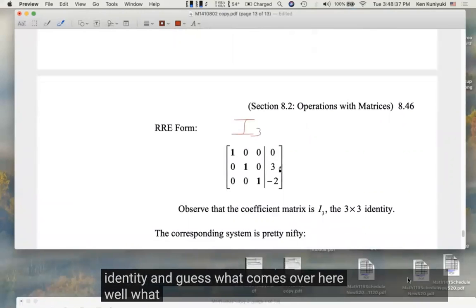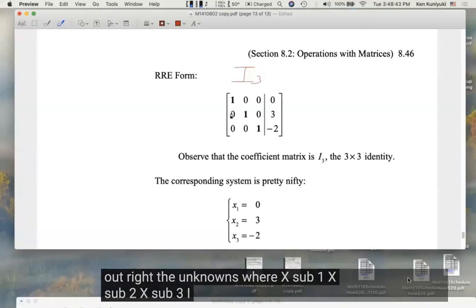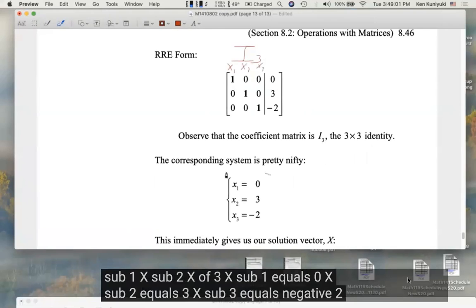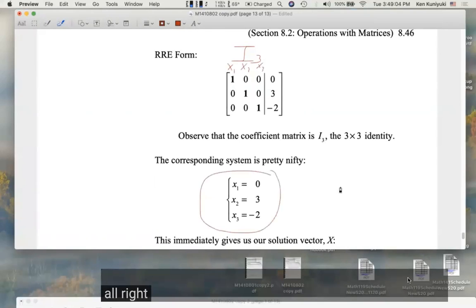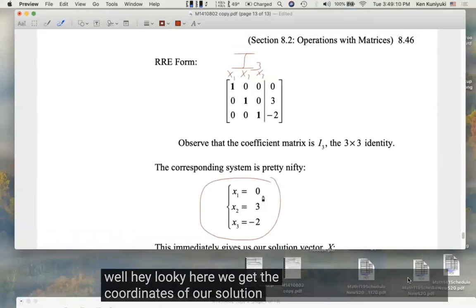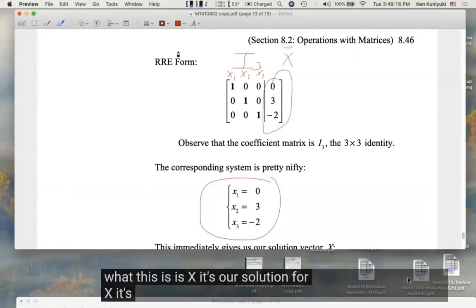And guess what comes over here? Well, if you work this out, the unknowns were x sub 1, x sub 2, x sub 3. x sub 1 equals 0, x sub 2 equals 3, x sub 3 equals negative 2. All right. Well, hey, looky here. We get the coordinates of our solution. You know what this is? This is x. It's our solution for x. It's a solution vector.